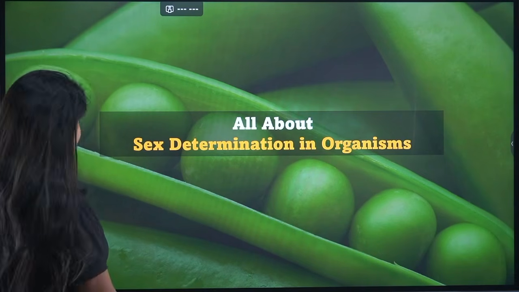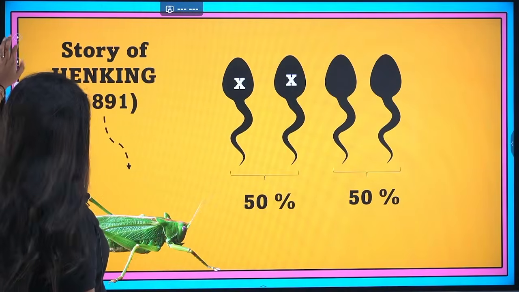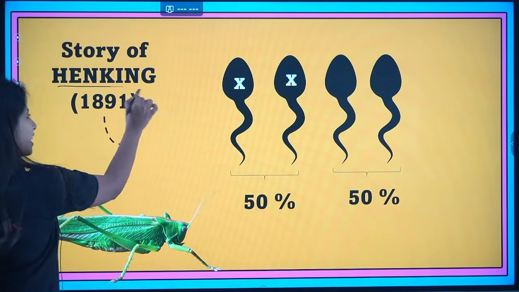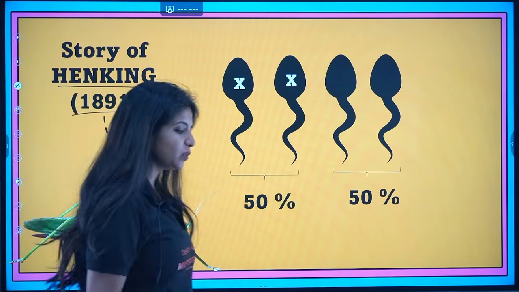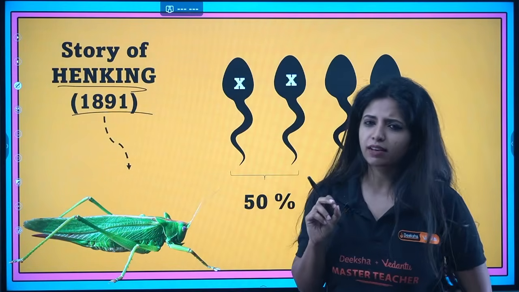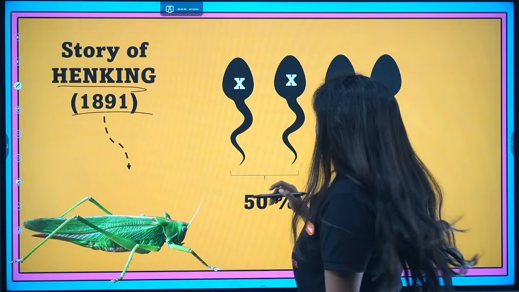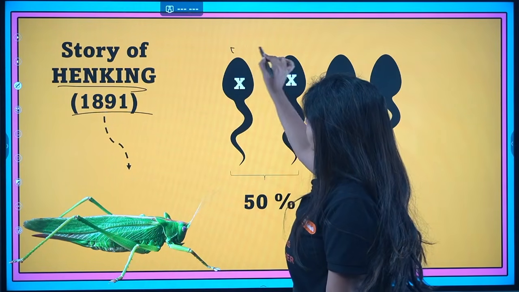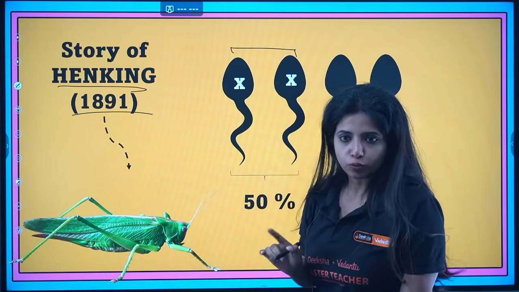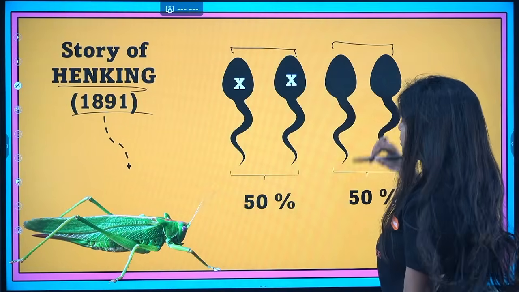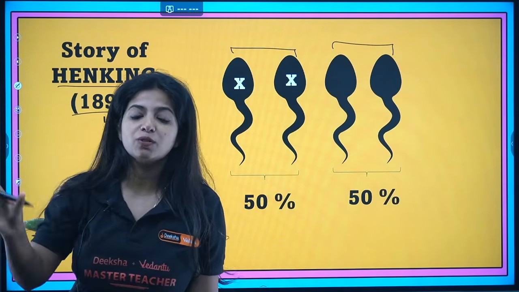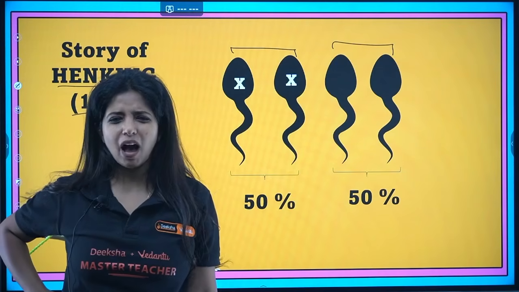Okay, so let's go ahead with sex determination, and here it goes. Now we are back again with the story of Henking. Well, my dear children, he found out one very important thing. In organisms like grasshopper, he saw that 50% of the sperms were carrying X chromosomes, and 50% of the sperms were not carrying any X chromosome, that is, 0 sex chromosome out there. He was like, oh my God, how's that possible?